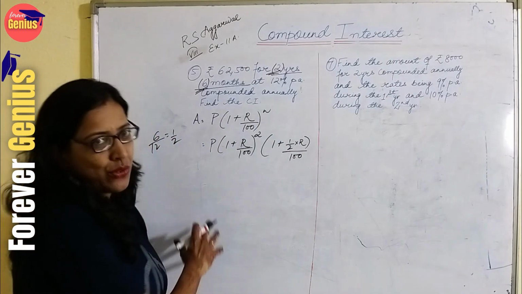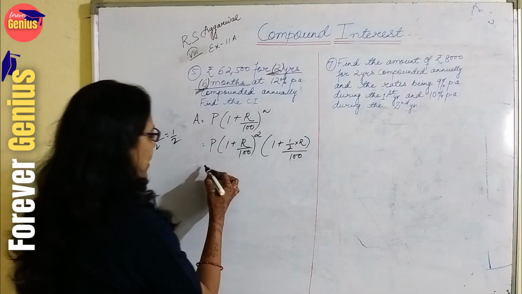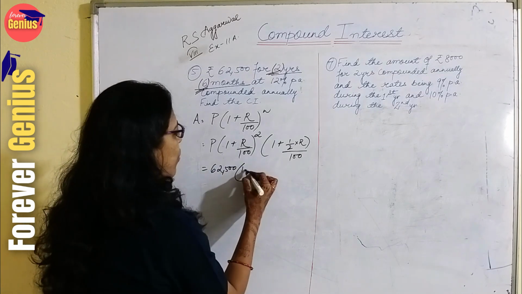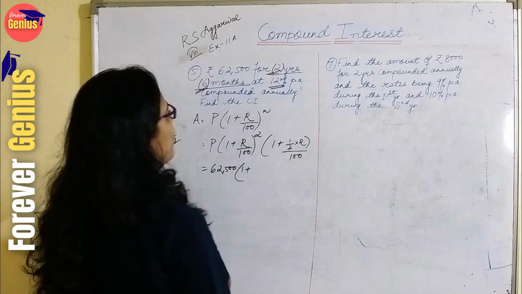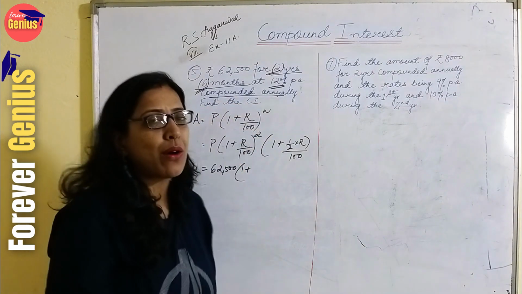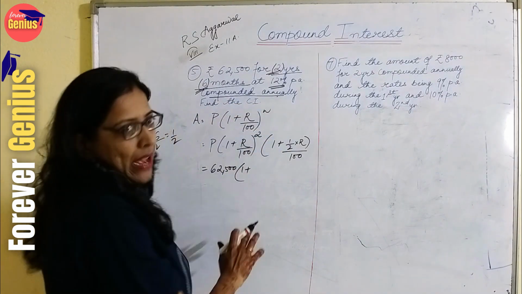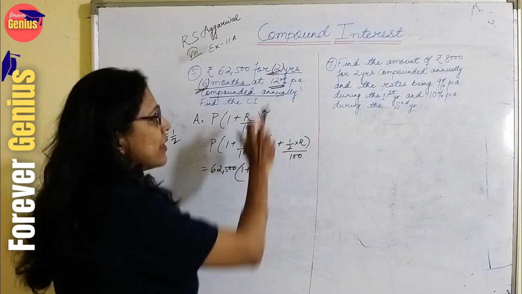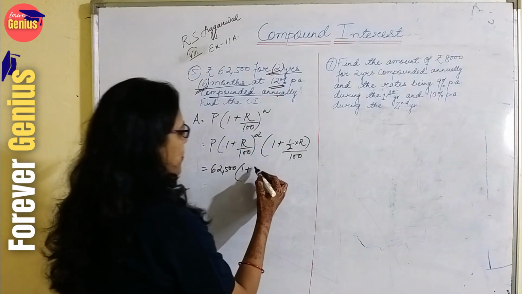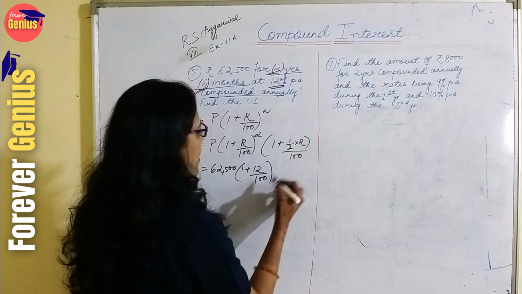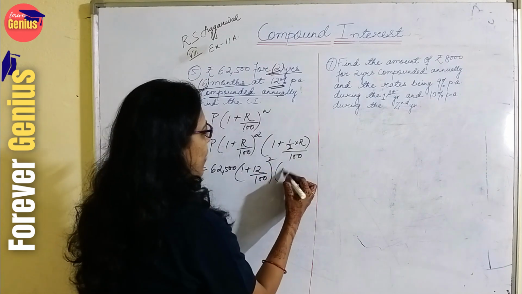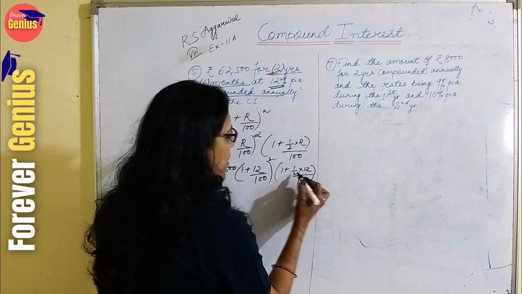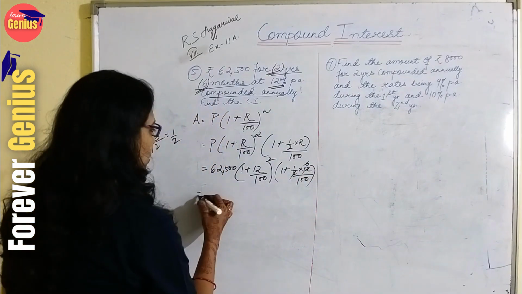Now I will place the values accordingly and solve the equation. So P is 62,500, 1 plus rate is 12%, it is given compounded annually. So we don't have to reduce the rate or divide the rate by 2. We will take it as it is given in the question. 12 by 100 to the power 2, this is 1 plus 1 by 2 into 12 by 100. Now if I cut, it is becoming 6.